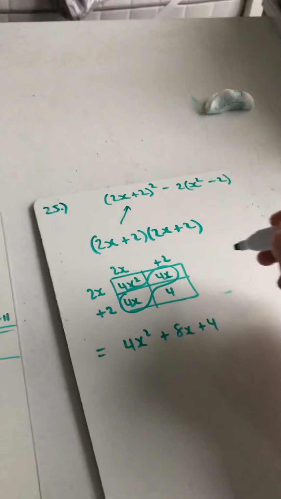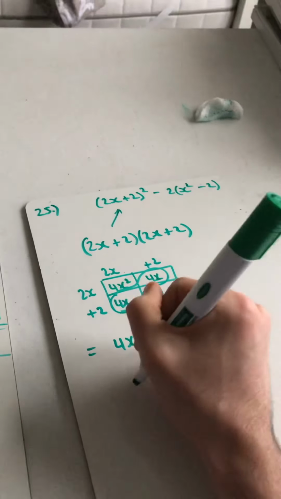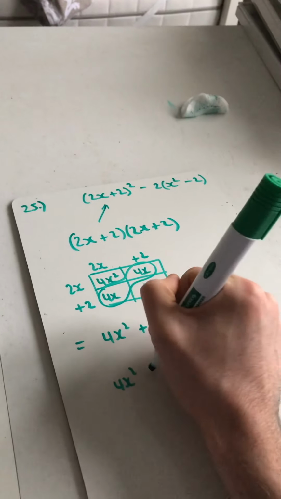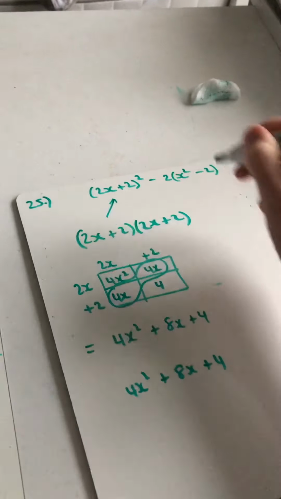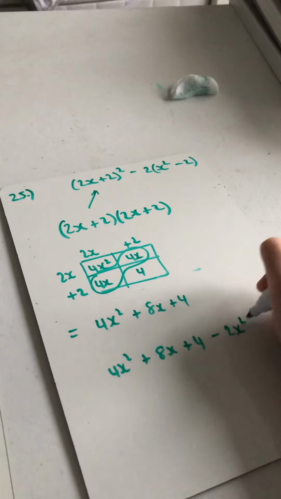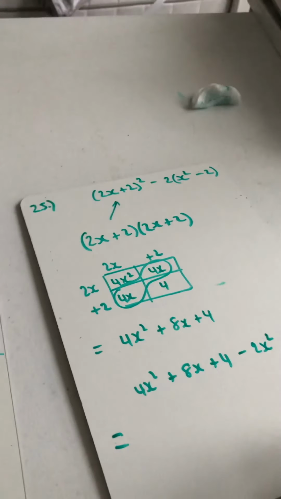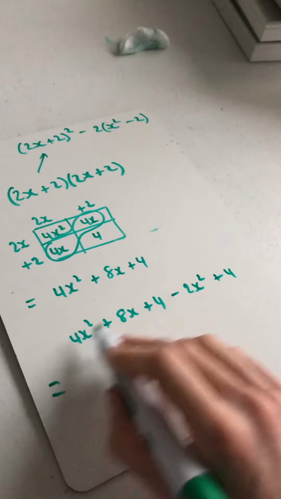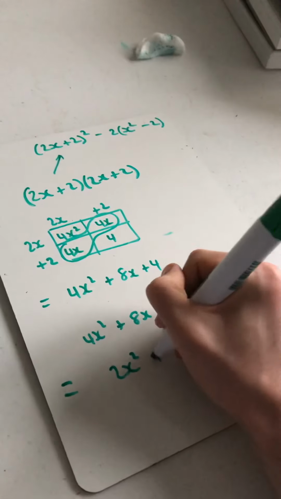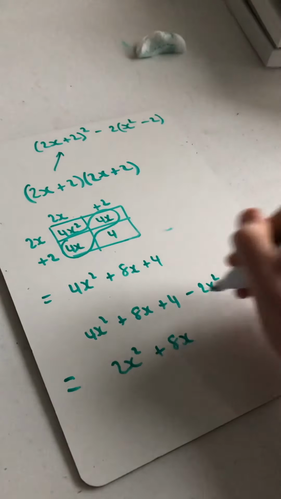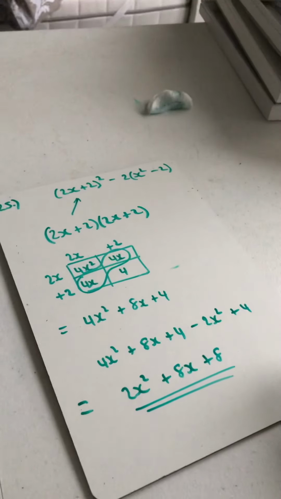Okay, so I'm going to rewrite that. So I'm going to say, right, 2x plus 2 squared is 4x squared plus 8x plus 4 minus 2x squared. Negative 2 times negative 2 is positive 4. And when I simplify that, 4x squared minus 2x squared gets me 2x squared plus 8x. 4 plus 4 is 8. So that should have been your final answer for that one.